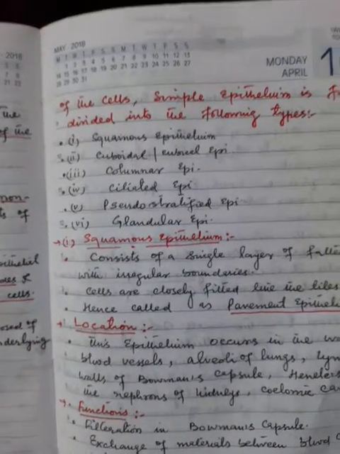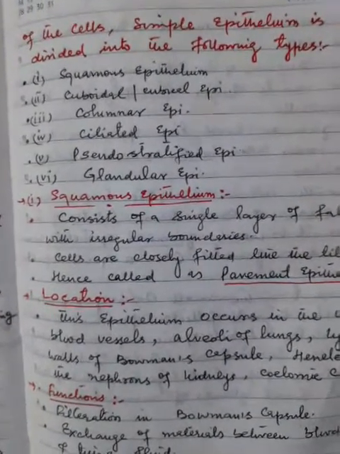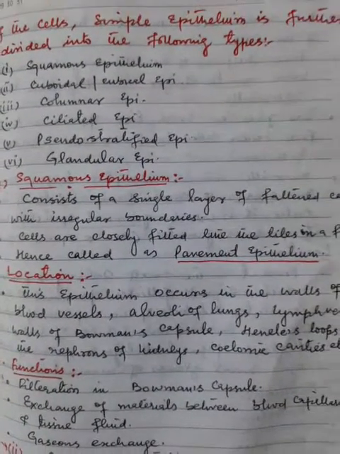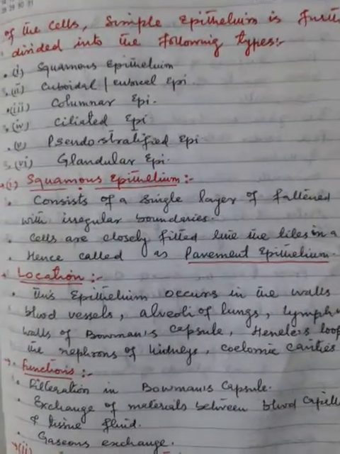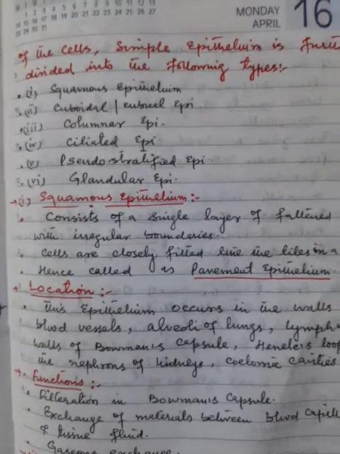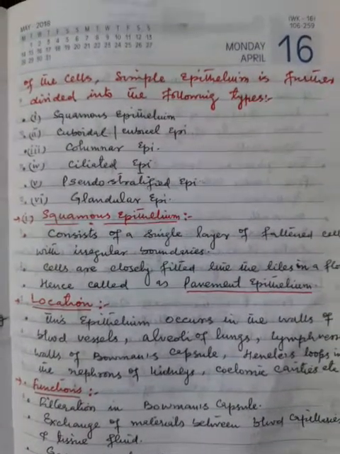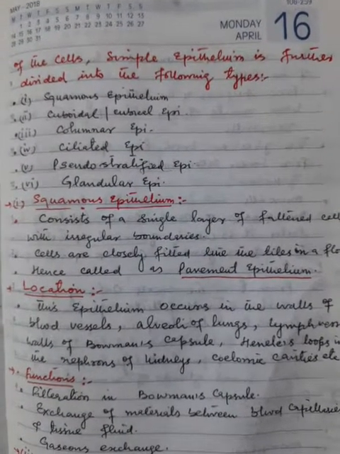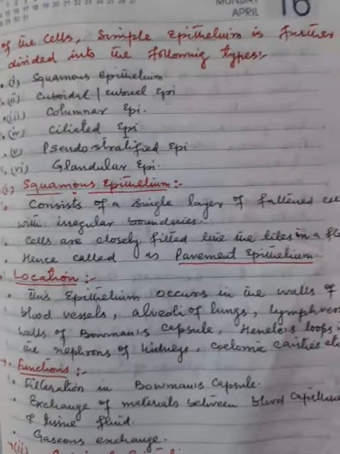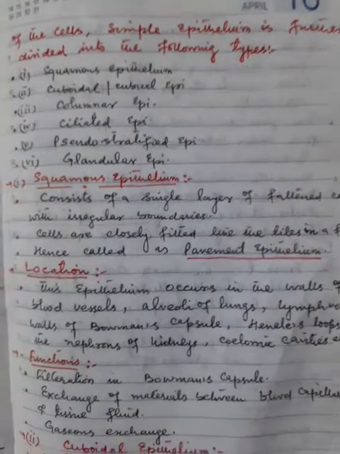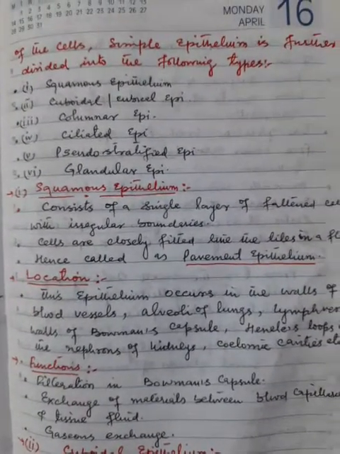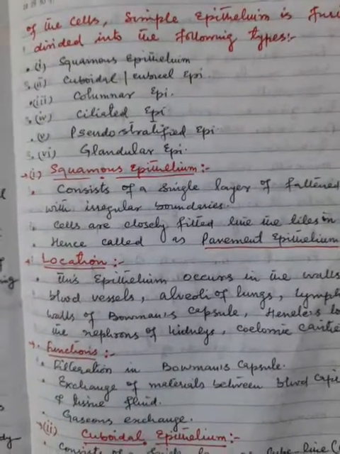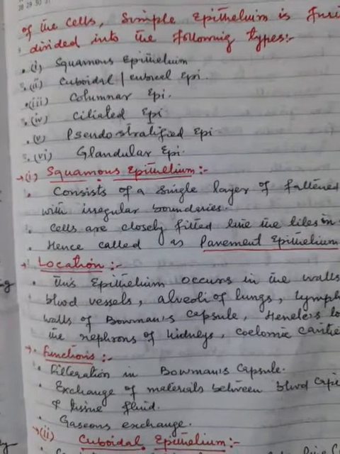Number first, now, squamous epithelium. Squamous epithelium consists of a single layer of flattened cells with irregular boundaries. Cells are closely fitted like the tiles in a floor, hence called pavement epithelium.